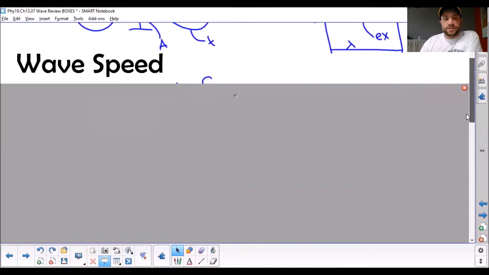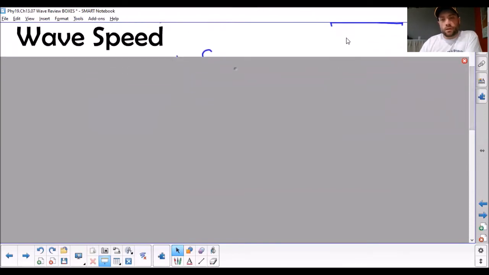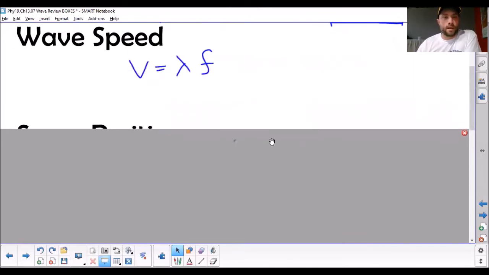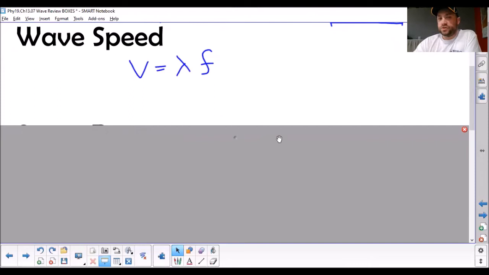Then we talked about wave speed. All right, do you remember what the wave speed equation was? All right, real basic, just wavelength times frequency. And if you think about it, it was the distance, wavelength, times frequency, which is the inverse of time. Because normally it's distance over time, so frequency is the inverse of time.